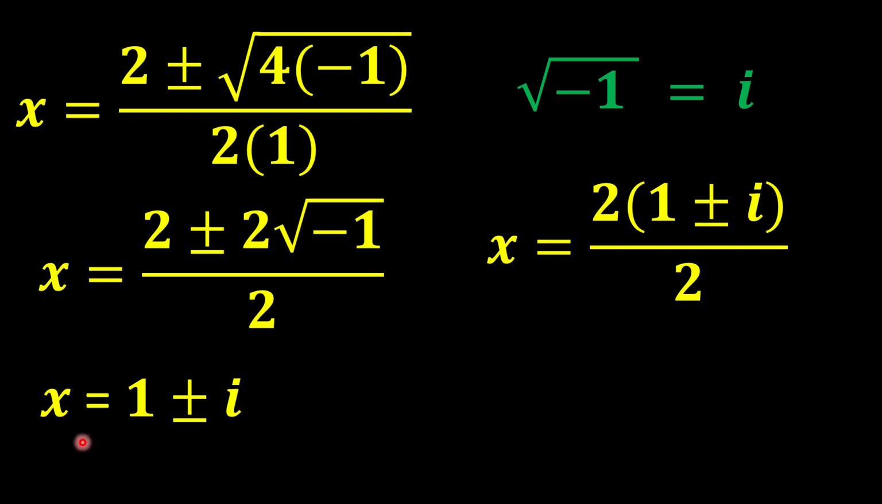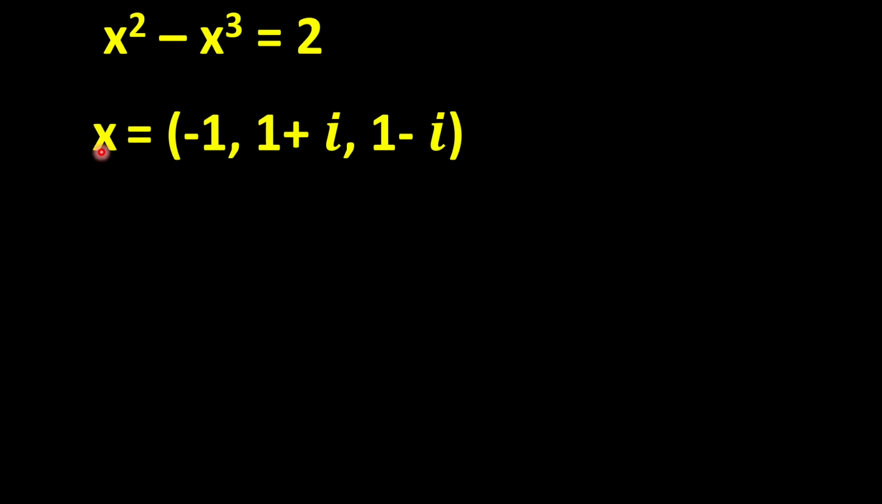So these are the other two values of x. One is 1 plus iota and the other is 1 minus iota. So overall, now we have three values of x for this given question. The question was x square minus x cube is 2 equal to. So we have x is equal to minus 1, which we determined earlier, and now we have two values, 1 plus iota and 1 minus iota. So this is the solution of this given question.